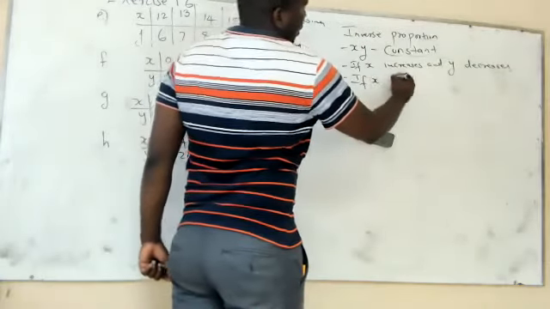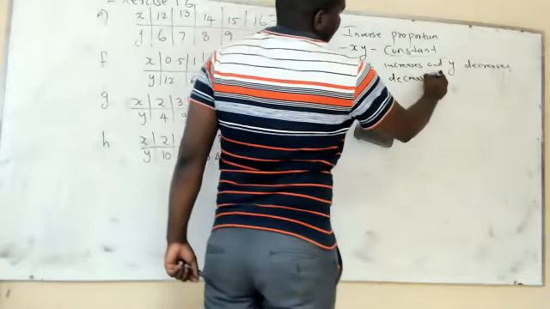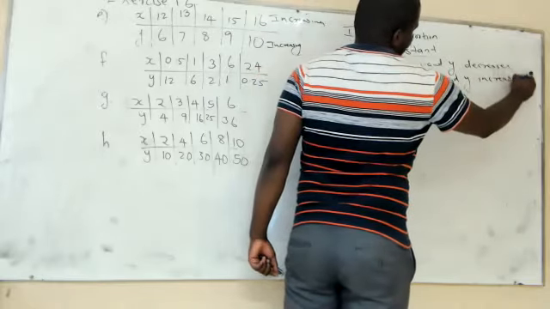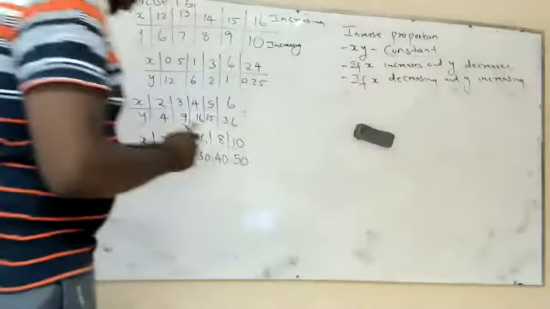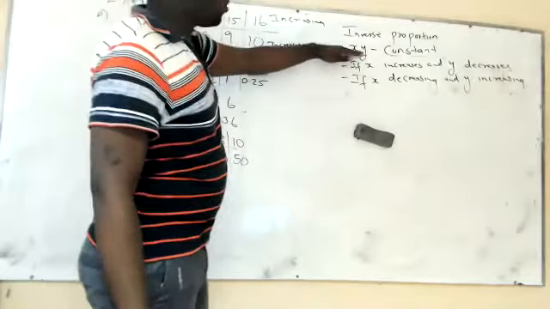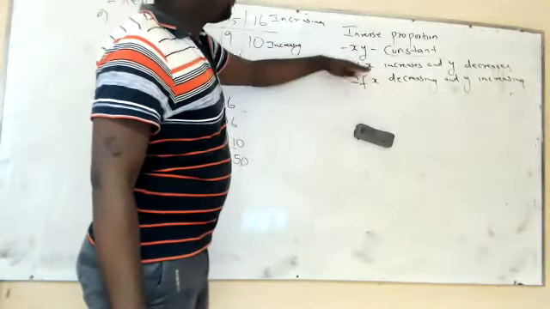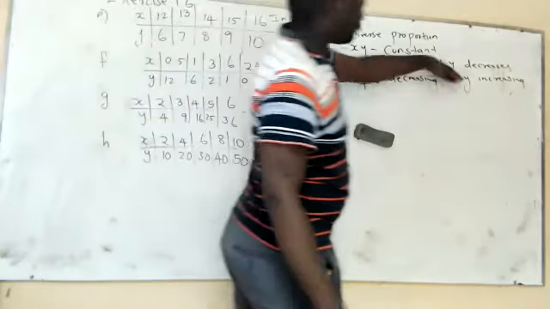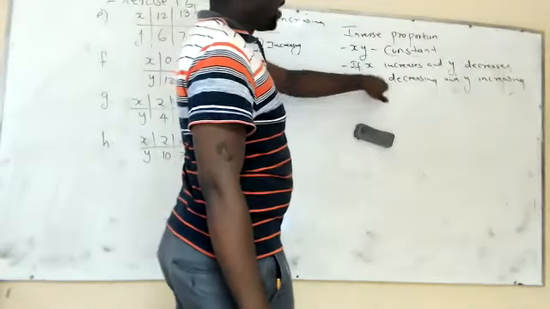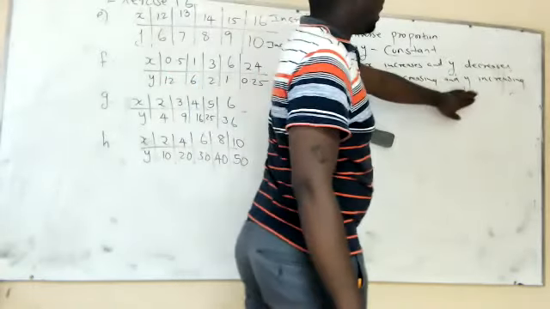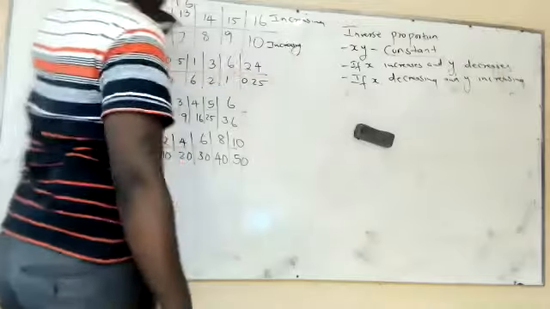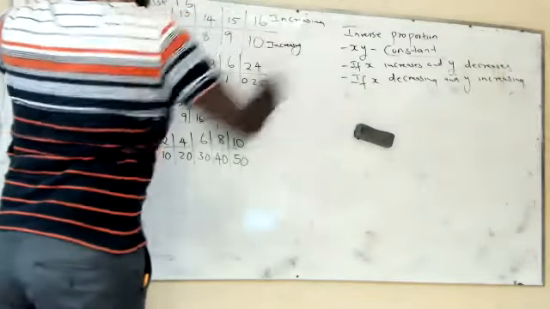Or if X is decreasing and Y is increasing. So these are the three important points you must look for if you want to conclude about the inverse proportion. The product of XY must be constant. If X increases, then Y must be decreasing. Or the last point: if X decreases, then Y must be increasing. So let's check if indeed this first question satisfies these three conditions.